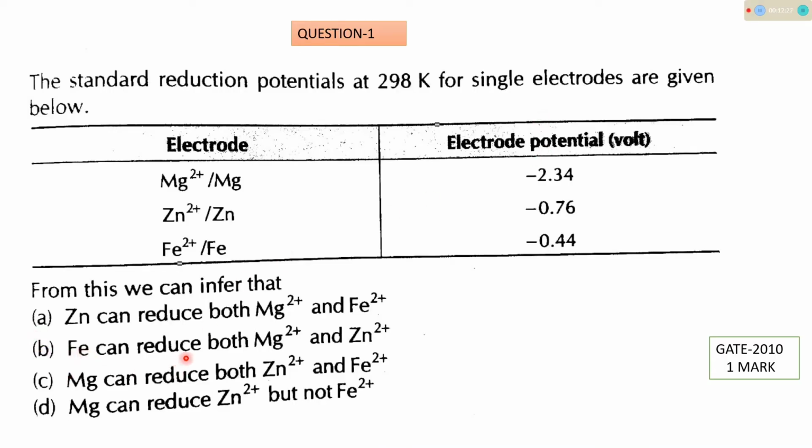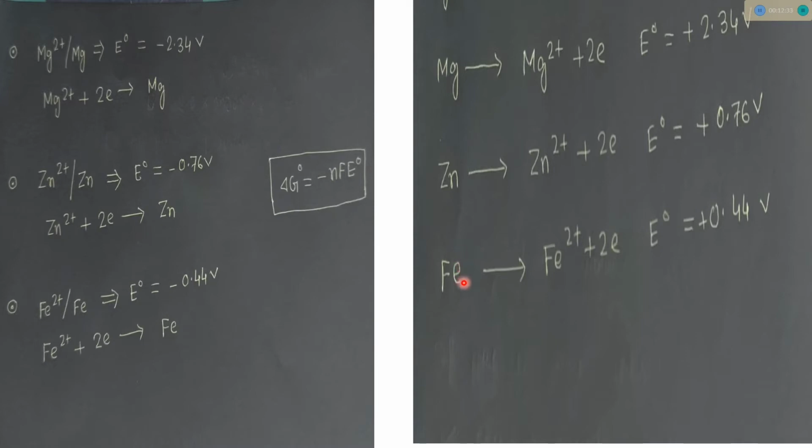B. Fe can reduce both magnesium 2 plus and Zn2 plus. See, in this system, if we couple iron with zinc or magnesium, then it is impossible for iron to reduce Zn2 plus or magnesium 2 plus. If we couple with any of the zinc or magnesium systems, Fe2 plus itself is reduced to Fe, and magnesium or zinc is oxidized. So iron cannot reduce Zn2 plus or magnesium 2 plus.